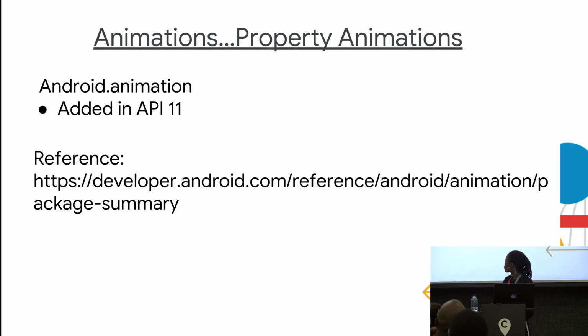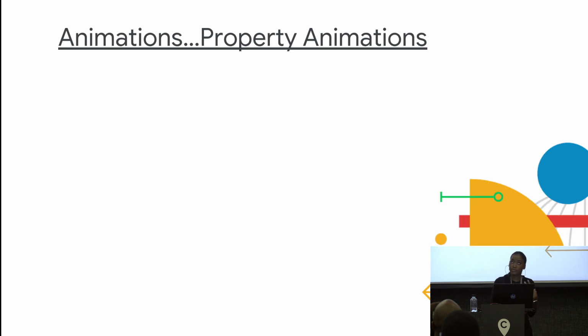And then we have the property animations. What we just spoke about is the view animations. These are property animations. It's inside the android.animation package, and it's been available since API 11, and there's the reference link on the Android website. This framework allows you to animate almost anything. It lets you define characteristics of an animation, such as the AnimatorSet, which is a class that plays animator objects in a specified order.